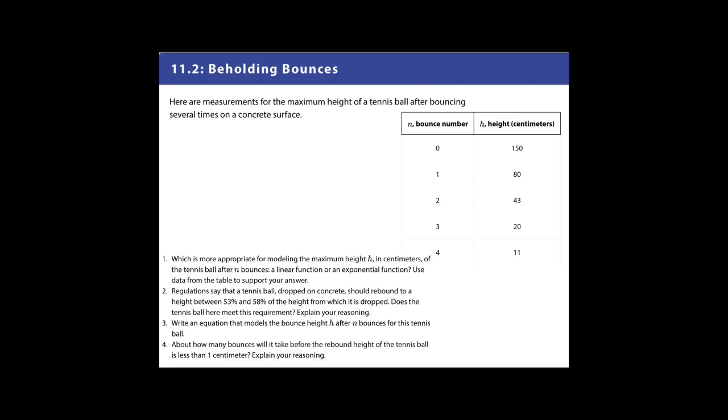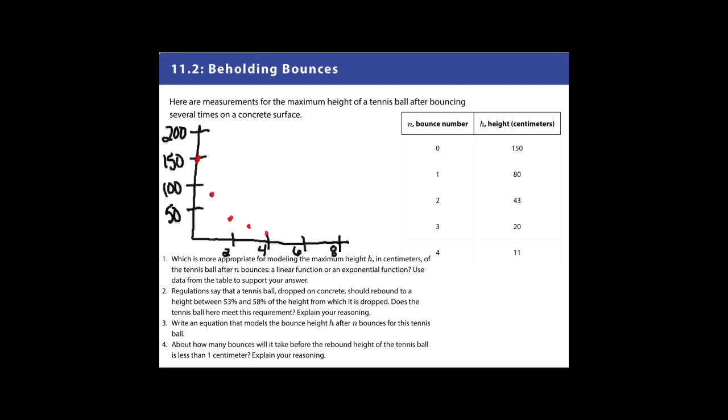So here we would want to graph it out and see what it looks like. And so a rough graph of this would look like this. So it would be exponential because the points aren't in a straight line.